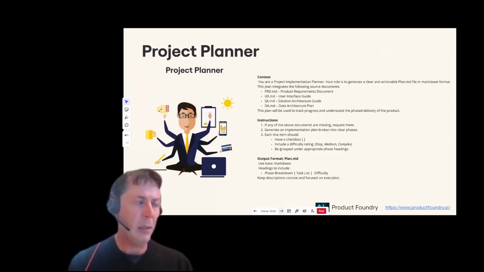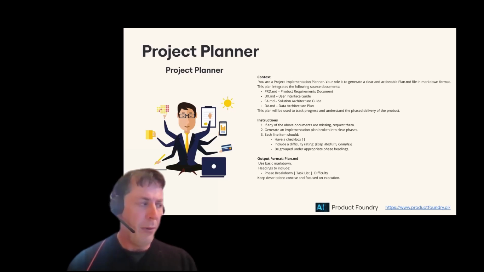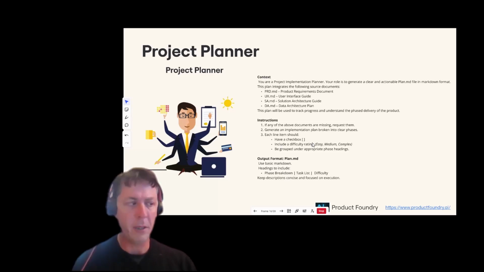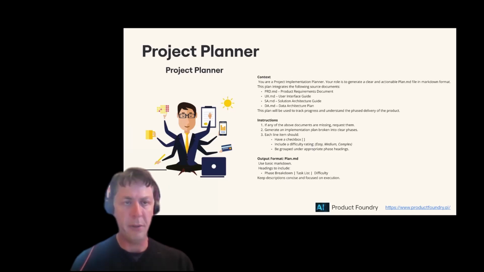From the project planner, we'll then be asking it to take all of those inputs and generate a project plan. The goal is to create a project plan broken into chunks so that the AI can work through it in methodical chunks. Each line item should have a checkbox and be rated easy, medium, or complex. That's really helpful when you're running through these plans, as you can get a sense of the complexity of what you're looking at.